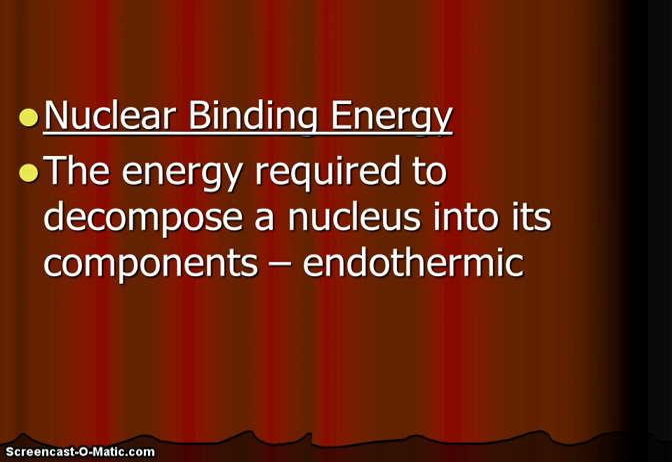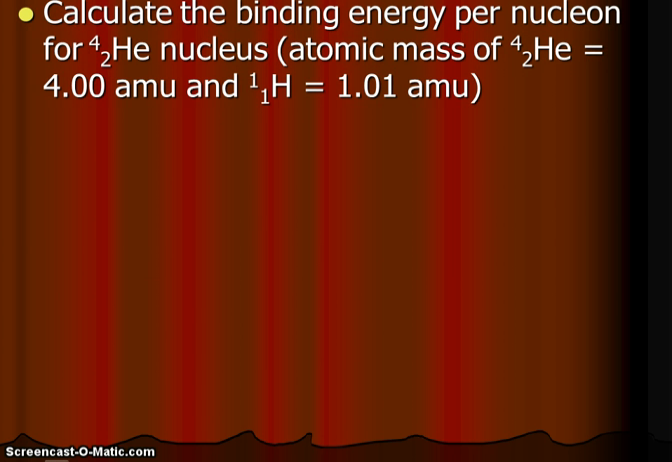Now, what we want to deal with next is kind of the opposite. We're going to talk about the nuclear binding energy, which is calculated the same way, it just has an opposite sign. Because the nuclear binding energy is going to be the energy that's required to break down a nucleus. And that process would be endothermic. So we'll look at an example again.